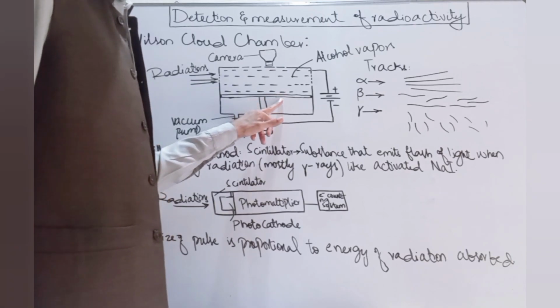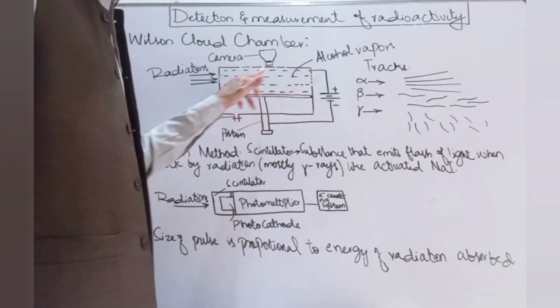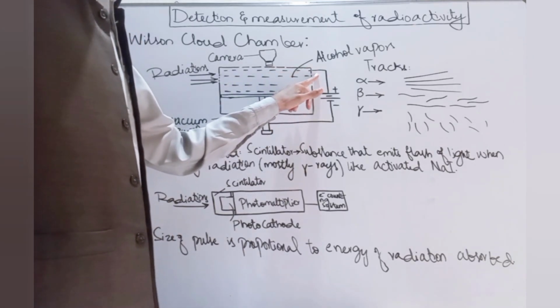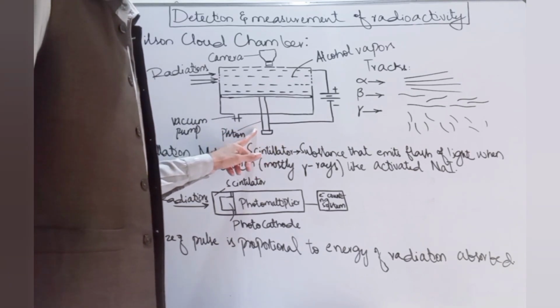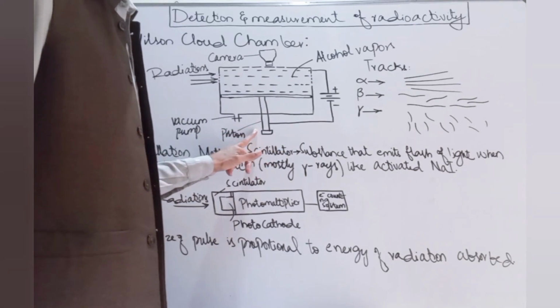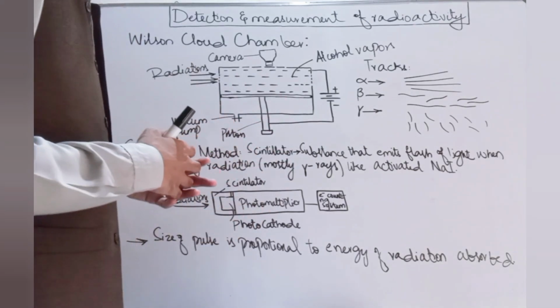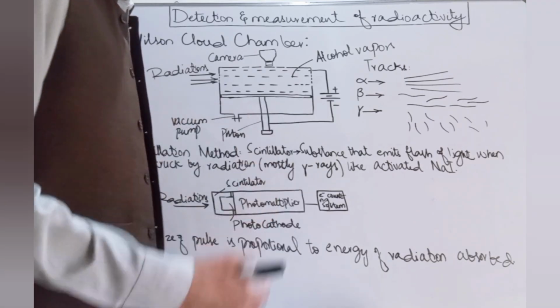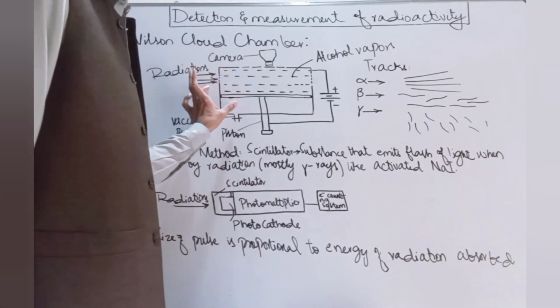The apparatus is provided with a source of potential. The lining of the chamber acts as the anode, whereas the piston acts as the cathode. This is done to provide an electric field inside the chamber.